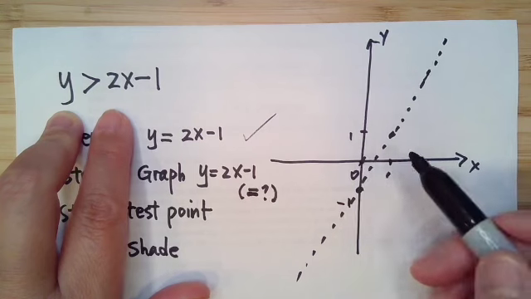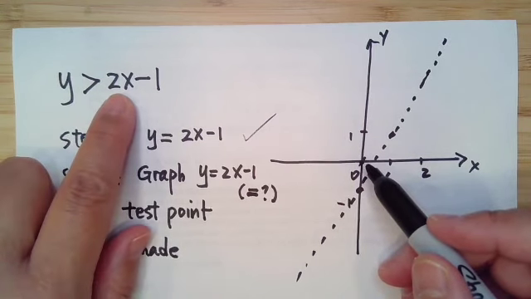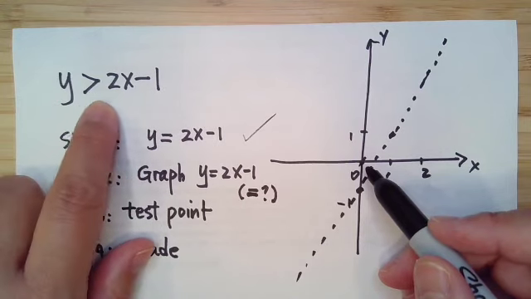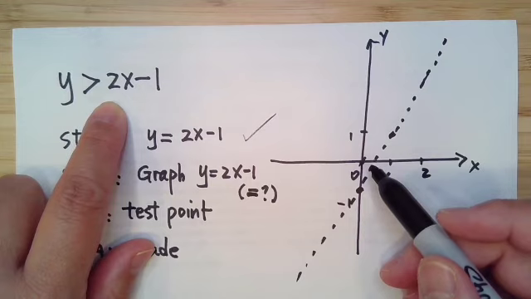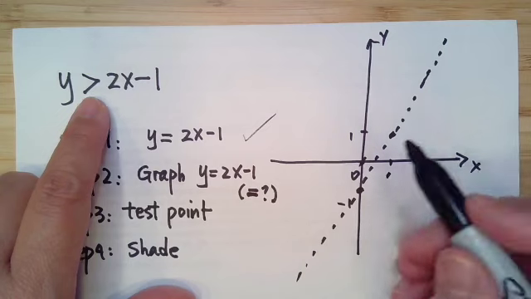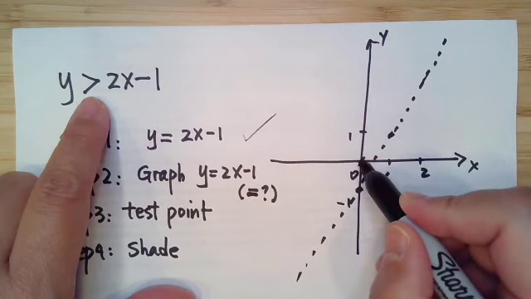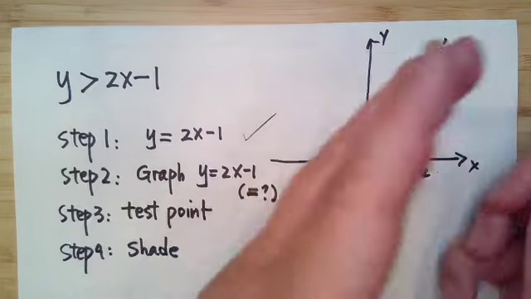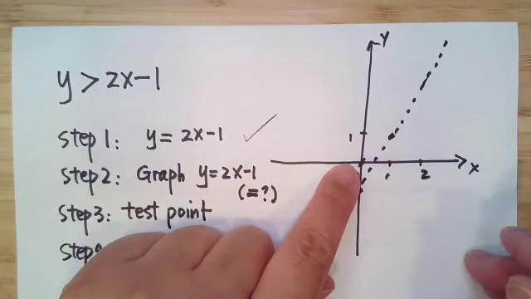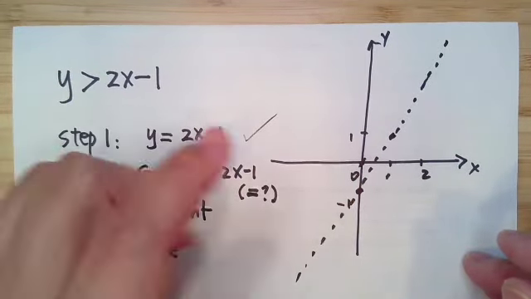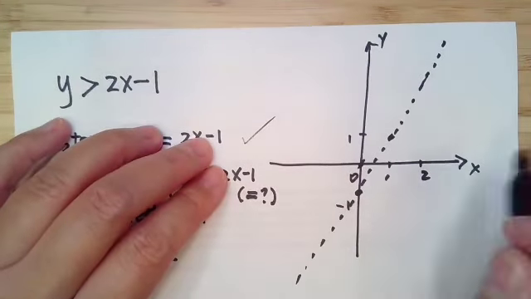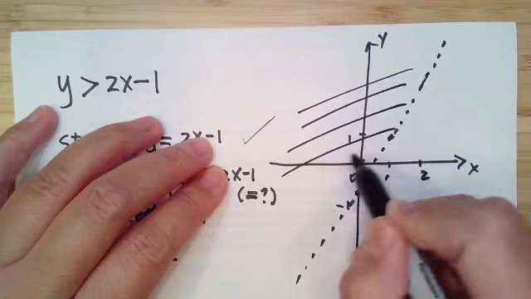If I put x equals 0, y equals 0, here's a 0, 2 times 0 minus 1 is negative 1. Is 0 greater than negative 1? Yes. So if the answer is yes, or true, then (0, 0) will be in your solution region, which means to the left of this dotted line is your solution region. If (0, 0) doesn't satisfy this inequality, then your solution region will be to the right of that. So we shade this area, and that's my answer.